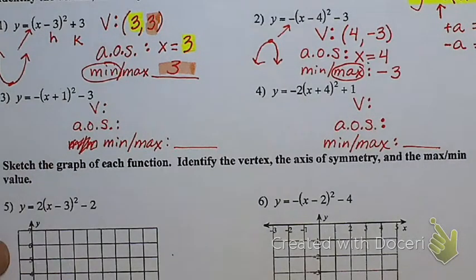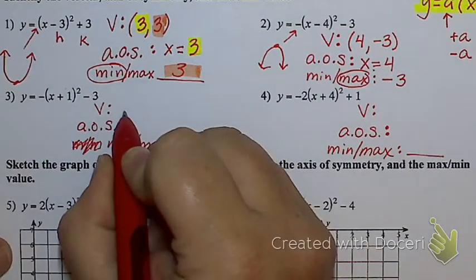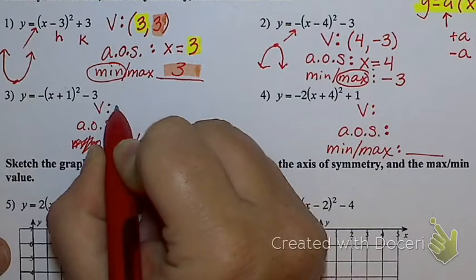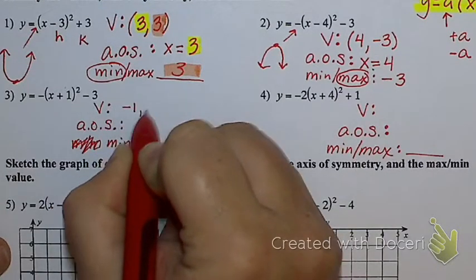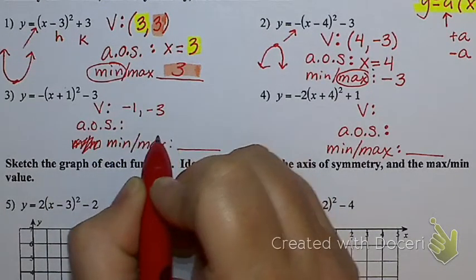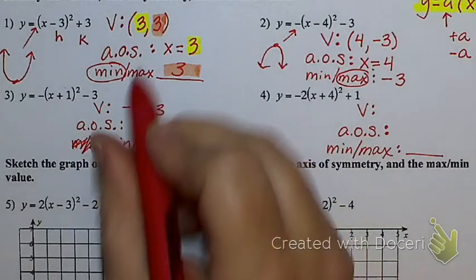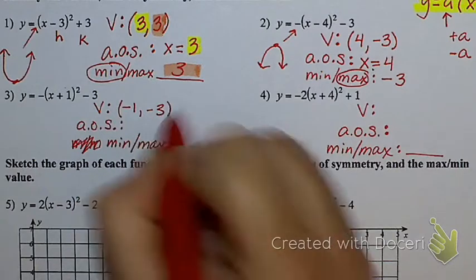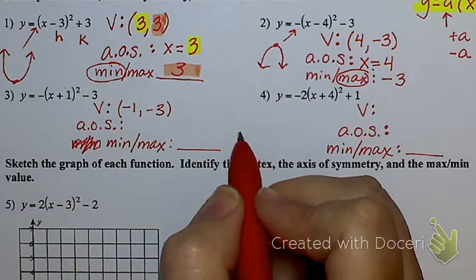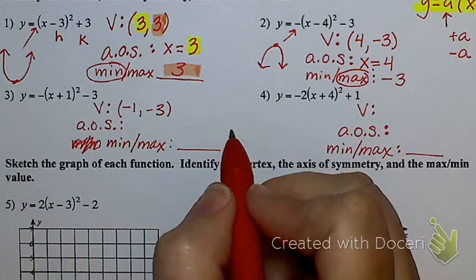Are you done? Yes. All right, what is my vertex in number 3? (-1, -3). Now, things I'm going to be particular about. I'm telling you now that I am going to be particular about this. Your vertex must be in parentheses. Without parentheses, mathematically, it is not representing a point on a graph.